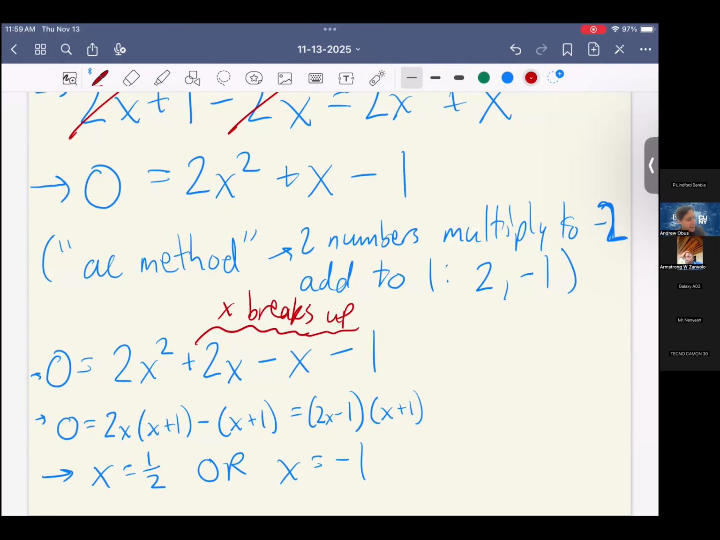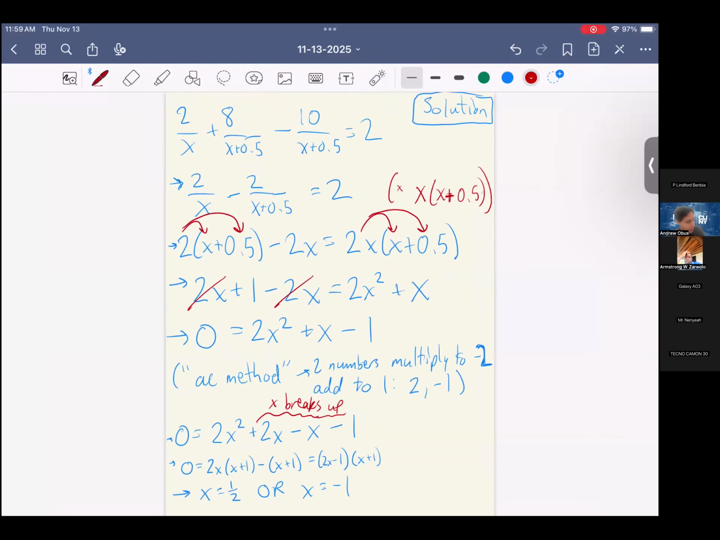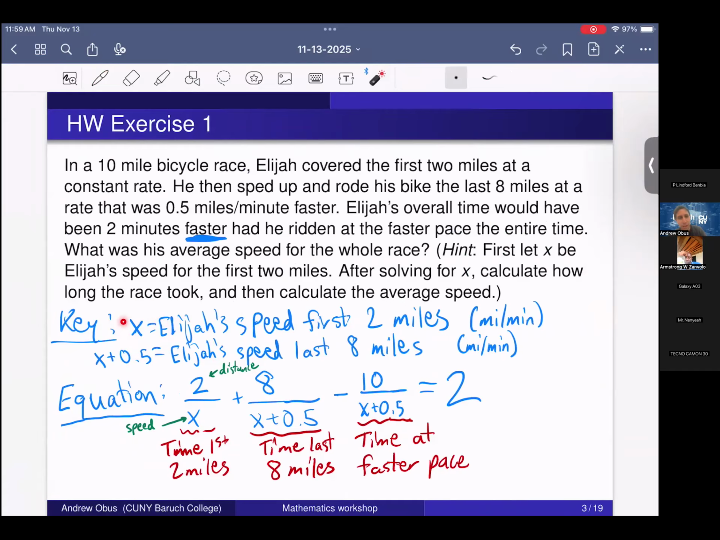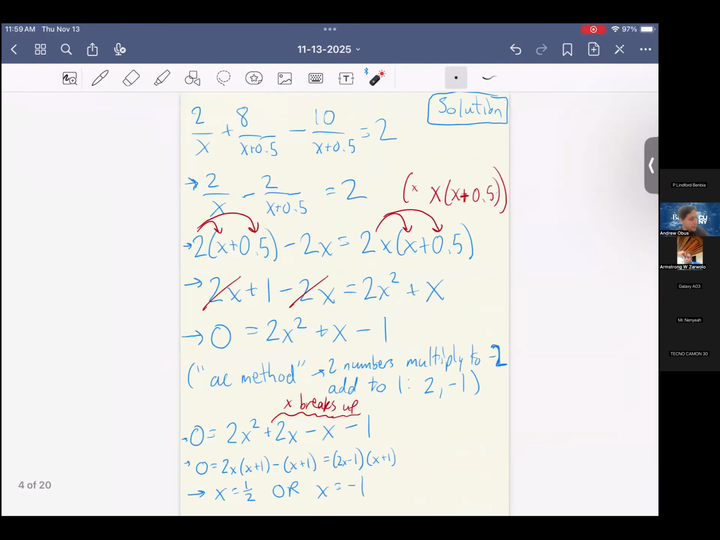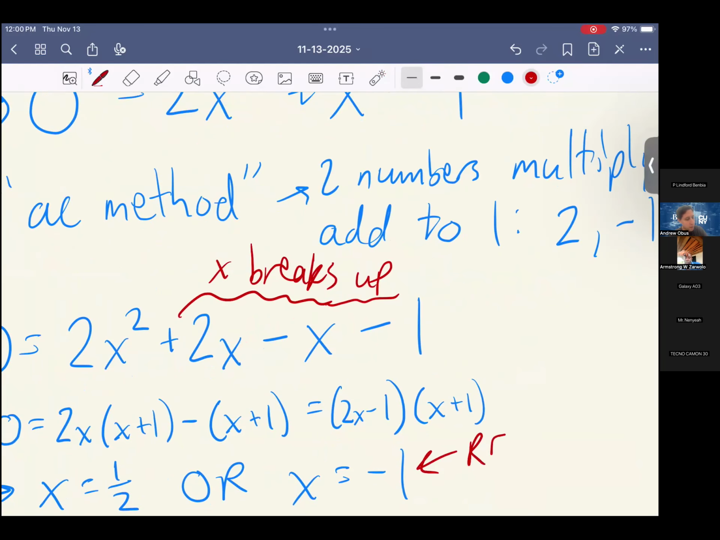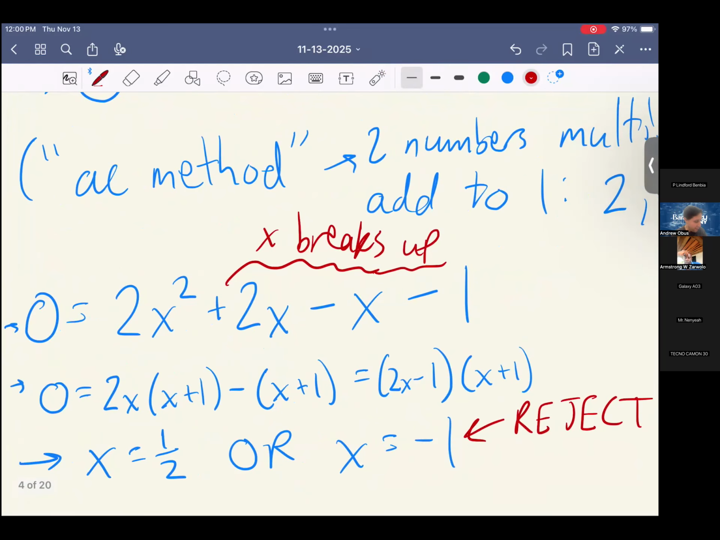But remember what x is. You always have to remember your variables. You've solved this equation, x equals 1/2 or x equals minus 1, but x here is a speed. It's not just a variable, it's a variable that represents something. And a speed is positive, right? He's doing the race, he's moving forward, so his speed is going to be positive. That means we can't have a negative answer for x. So we reject this negative solution, and we're left with x equals 1/2.